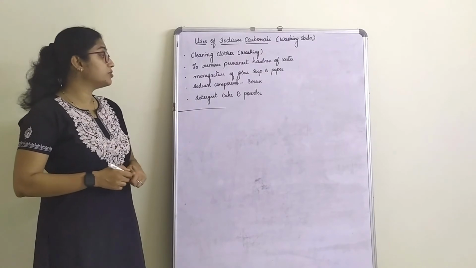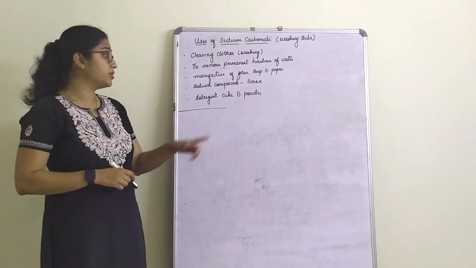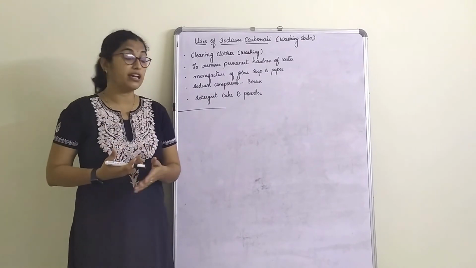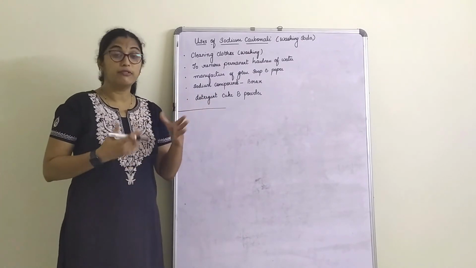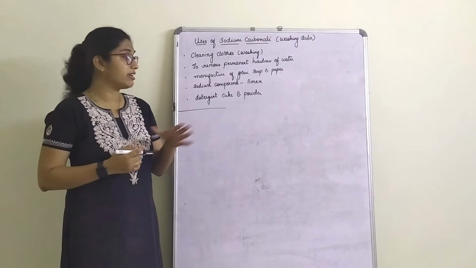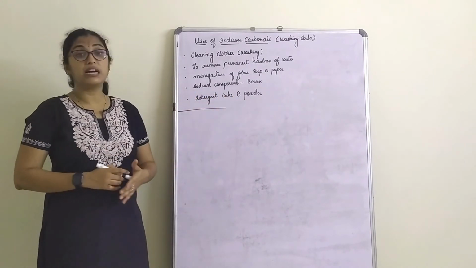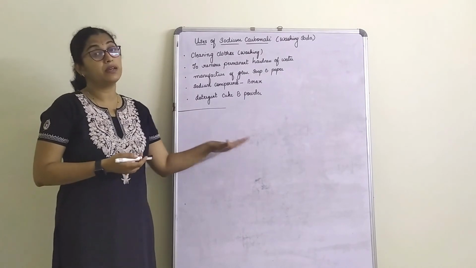It is also used in detergent cake and powder. Detergent cake is not a cake like what we were talking about. It is a detergent bar, which we also call a detergent cake. So basically we use it in soap and powder. So these are the uses of sodium carbonate.